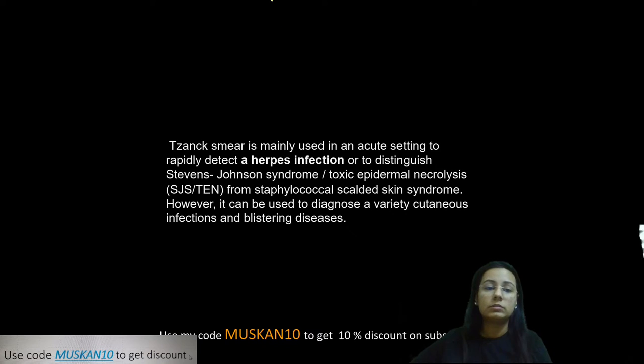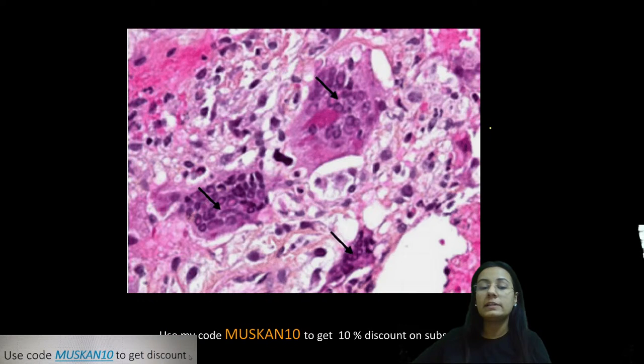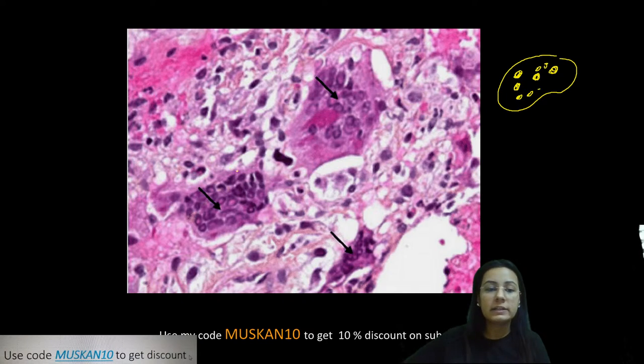Now, this is again the same, the Tzanck smear, a multinucleate giant cell seen in pemphigus vulgaris, herpes simplex and herpes zoster. Now these are the multinucleate cells, okay, the giant multinucleate cells. You can clearly see.